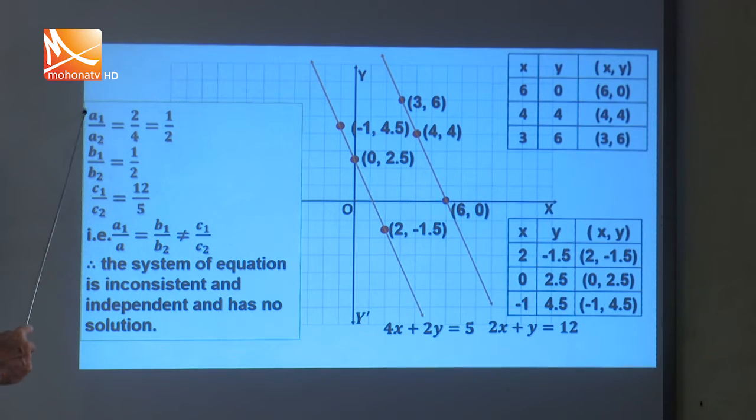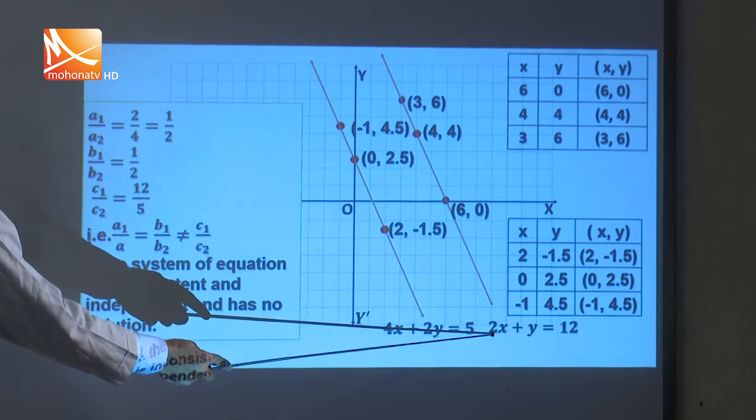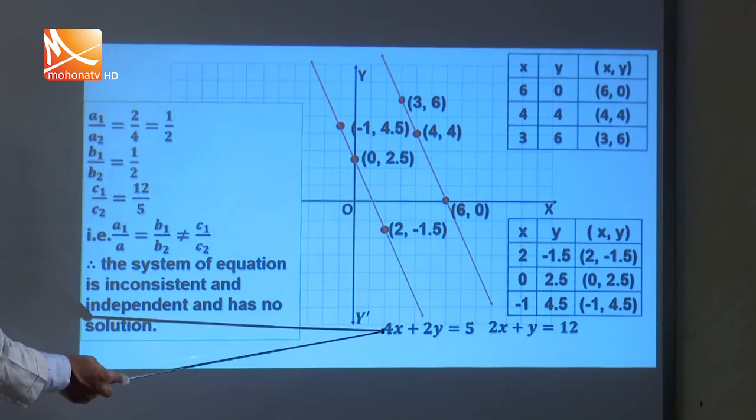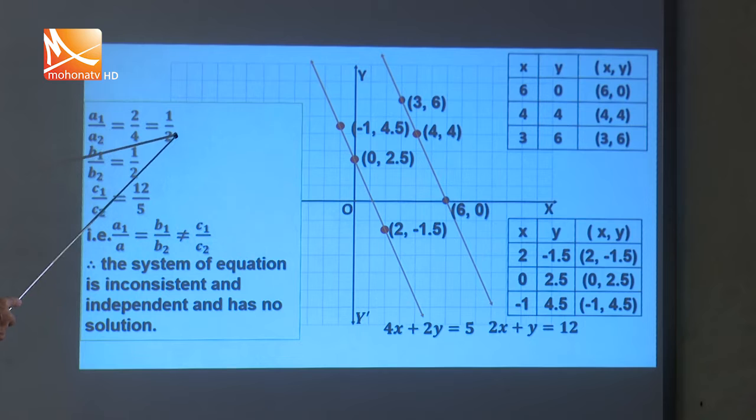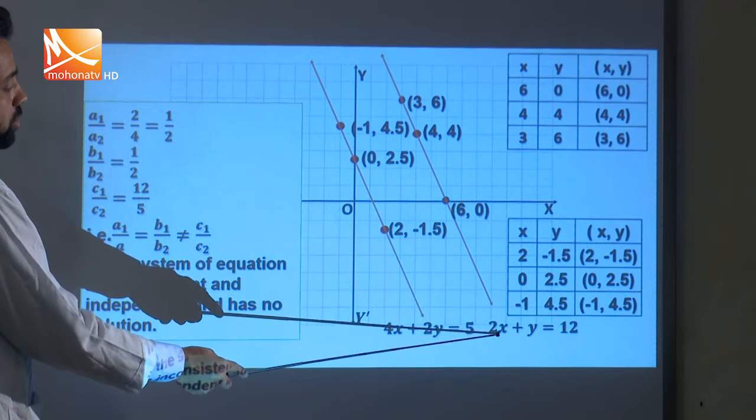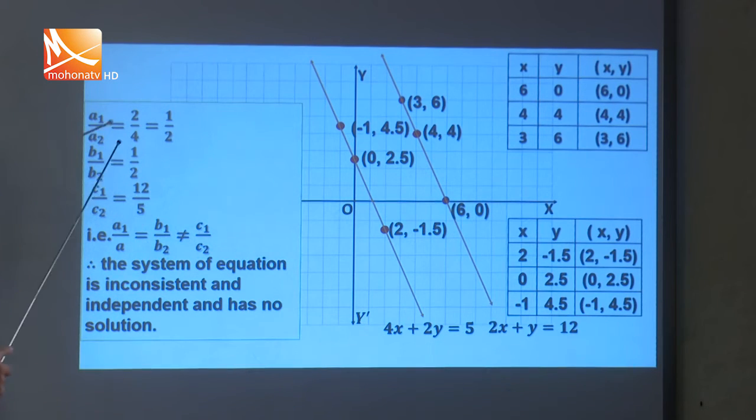So, what is the ratio of a1 by a2? a1 by a2 means the ratio of the coefficients of x. Here a1 is 2 and a2 is 4, so 2 by 4, that is half. So, the ratio of a1 to a2 is half, and the ratio of b1 to b2, where b1 is 1 and b2 is 2, is also half. So, these two ratios are equal.